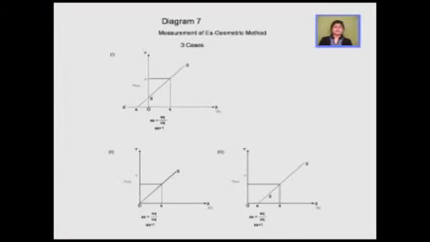In the first diagram, we can see that the supply curve starts from the origin, and here the horizontal segment is also OQ and the quantity supplied is also OQ. So OQ upon OQ will be 1. This means that when supply starts from the origin, the elasticity of supply will be 1.